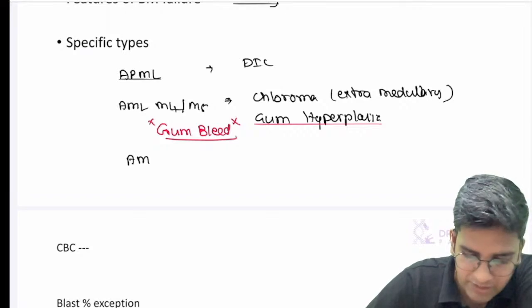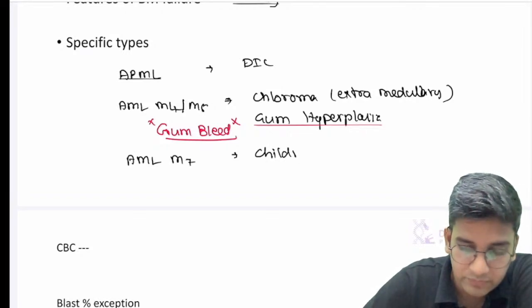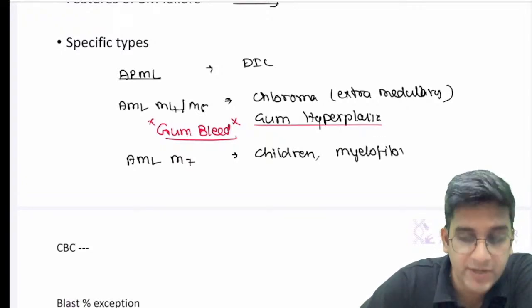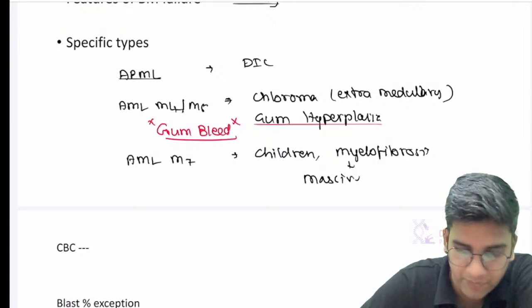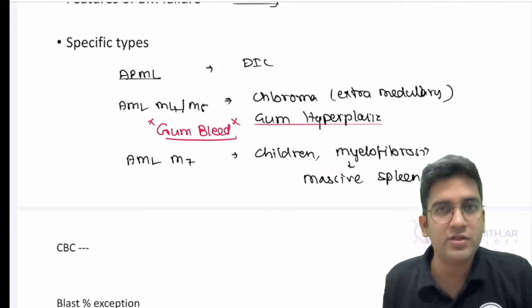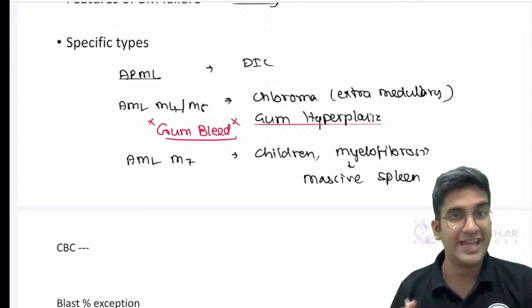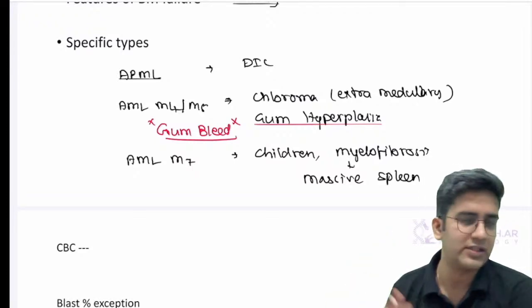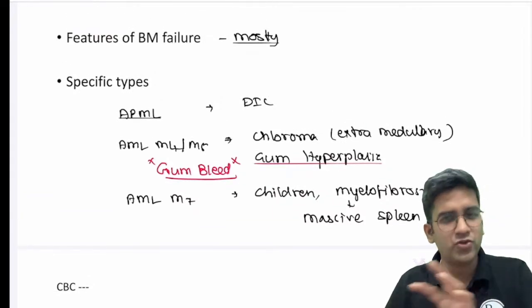If it's AML-M7, again a few classical findings. This will be seen in children. Okay, and the patient will have myelofibrosis. Whenever a patient has myelofibrosis, one of the classical symptoms is a massively enlarged spleen. So the patient might present with a very dull aching pain in the left side of the abdomen due to the massive enlargement of spleen. Child, massive spleen, think of AML-M7. Gum hyperplasia, not bleeding, think of hyperplasia or hypertrophy, whatever it is. Fine. Think of AML-M4. And in APML, DIC could be the symptom. Right. These are a few specific symptoms.